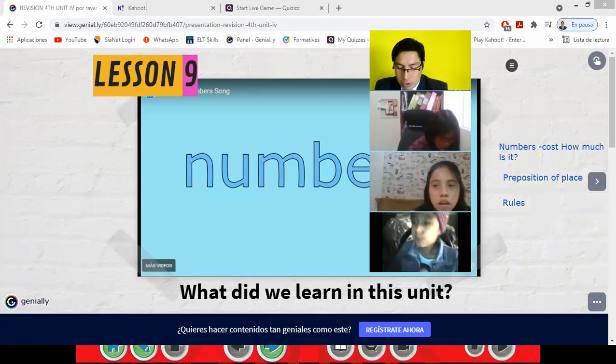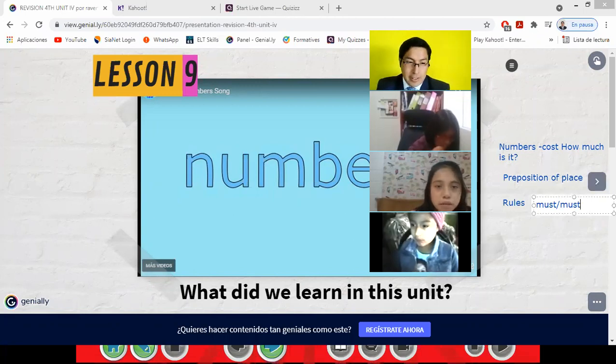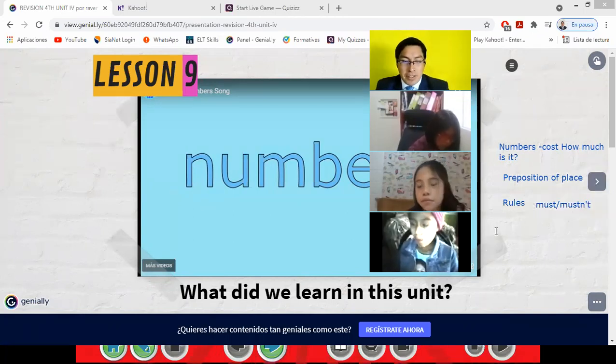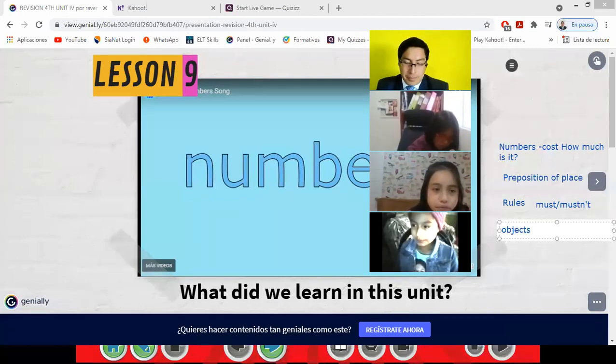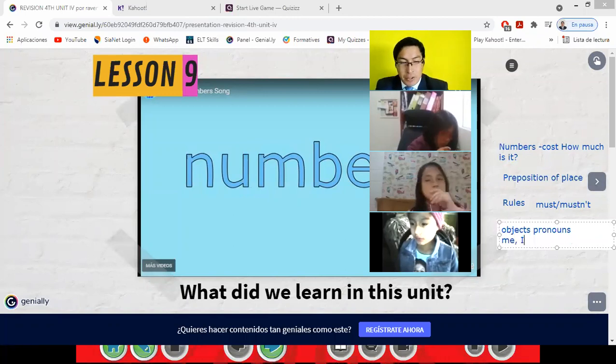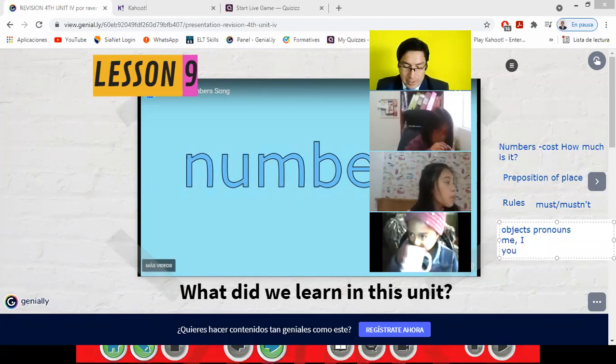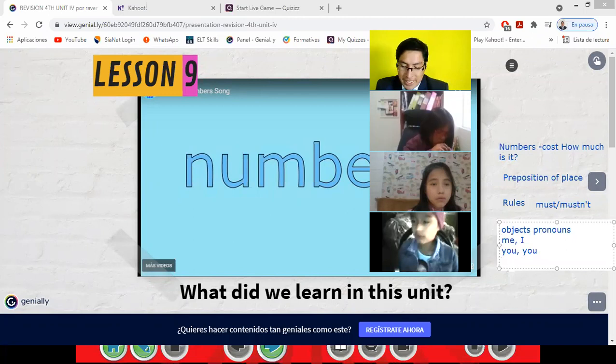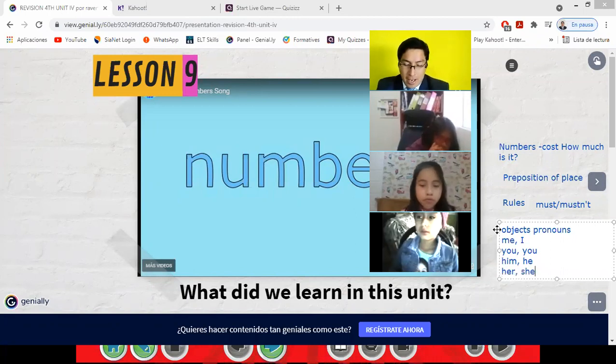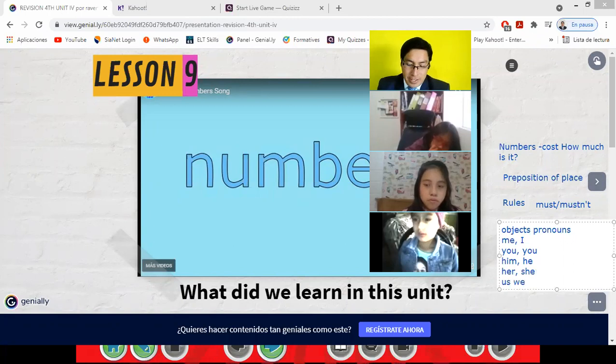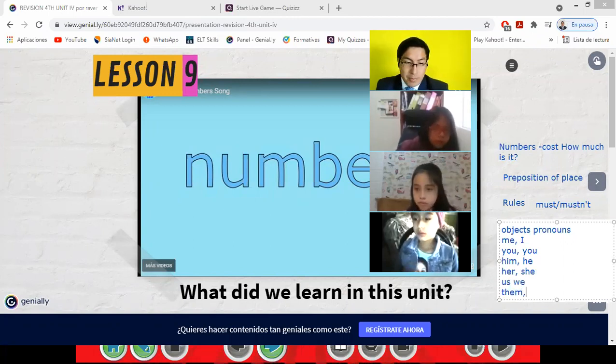When we talk about rules, we talk about must and mustn't. Yes? And also in our books appear the object pronouns. For example, me, I love you, I love me. It's equal that I, you, the same with you. Him, the object pronoun for he. Her, the object pronoun for she. Us, the object pronoun of we. And them, the object pronoun of they. Now also we learn this.